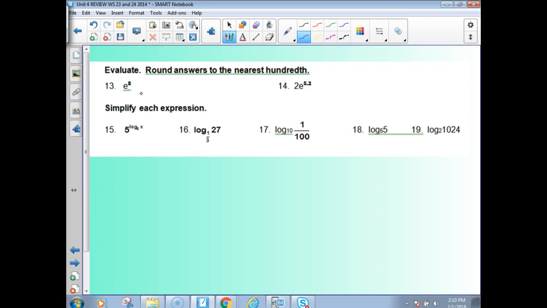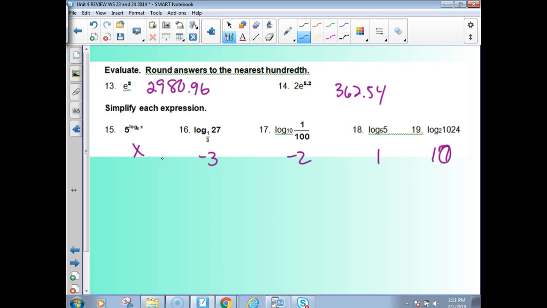E to the 8th is 2,980.96. You guys can type these on a calculator, so 362.54, that's that one. The answer to 15 is x. The answer to 16 would be -3, and the next one would be -2, and this one is 1, and this one is 10. I forgot. 10. Anybody need me to go further with these? I had someone ask me in my other class about 15.